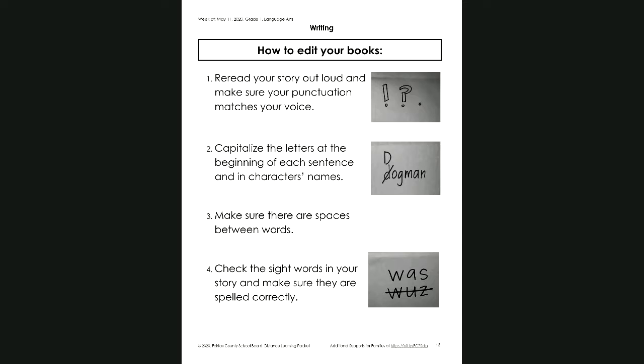Check the sight words. Those are your word wall words. Check the sight words in your story and make sure they're spelled correctly. So here's someone had written "was" like this. I know we've saw that earlier in the year. Sometimes it sounds like that. And then you know on your word wall, you check it and spell it the right way.